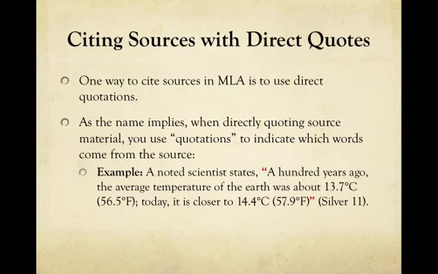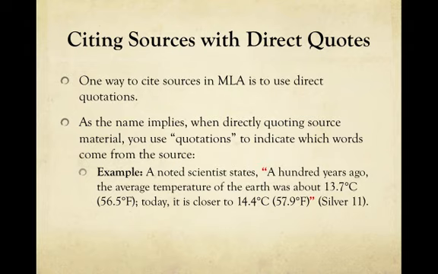So in this example, you can see that the red quotations surround the sentence: "100 years ago, the average temperature of the earth was about 13.7 degrees Celsius. Today, it is closer to 14.4 degrees Celsius." So as a reader, I know that the person who wrote this research paper got those exact words from this source that they are citing. And we'll talk about internal citations, which is what that silver 11 is at the end of the sentence there.